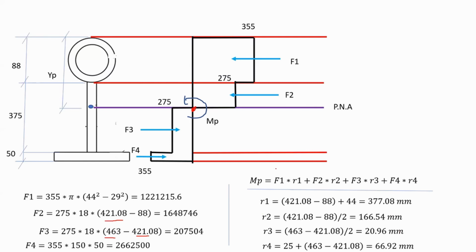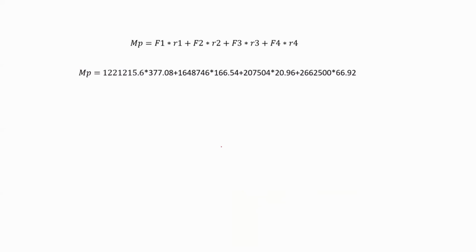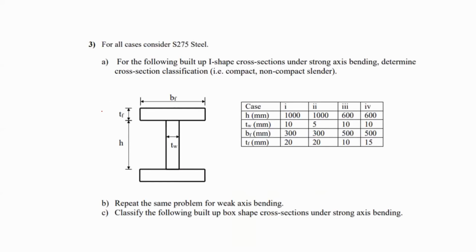And again, just as a reminder, R1, for instance, would be the distance from F1 to the plastic neutral axis, and it goes on. So you will continue with this equation after finding all the necessary things. And this is how your equation would look like, with all the forces and the moment arms. Now, if you calculate this, MP, or the plastic moment of the section, would appear to be 917.6 kilonewton meters. And that's it for this problem.